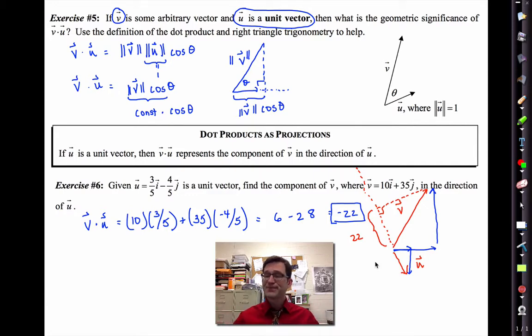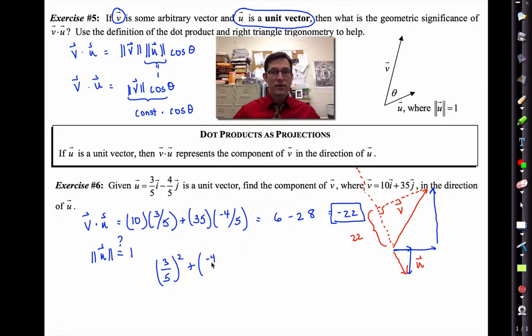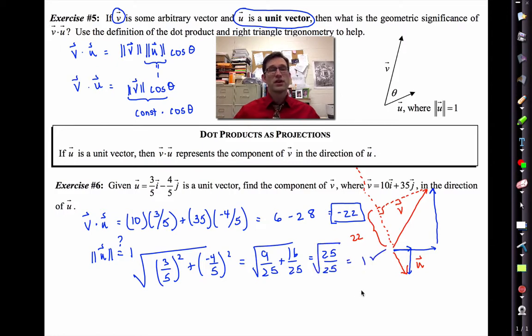Now, a couple things. Thing number one, is the length of u actually 1? Is this actually a unit vector? And it is, right? Think about it. If I took 3/5 and squared it, and negative 4/5 and squared it, I'd get 9/25, 16/25, 25/25. Now, of course, the length is all of this under a square root, but the square root of 1 is 1, so that checks.